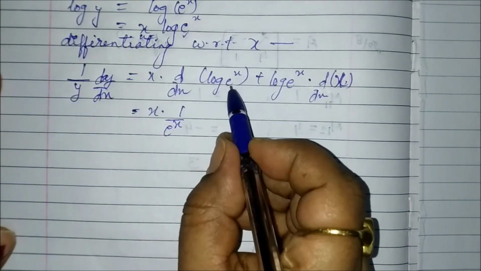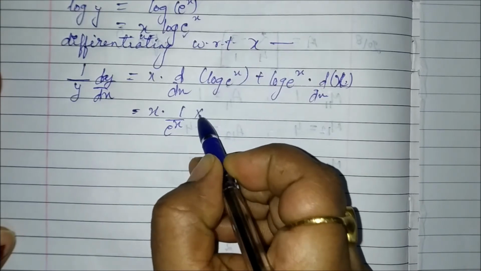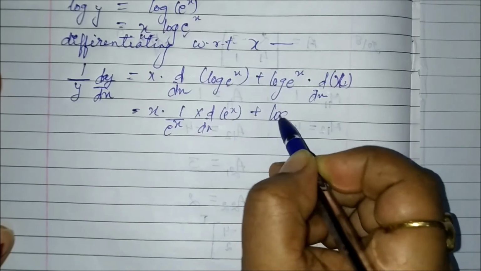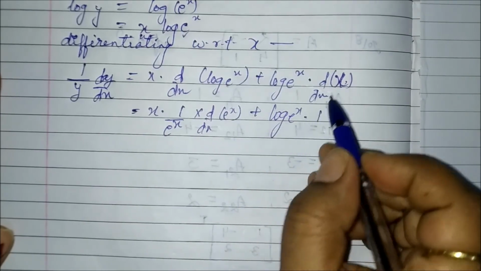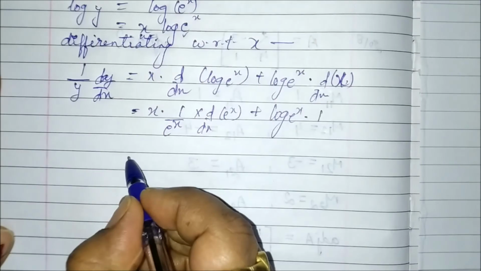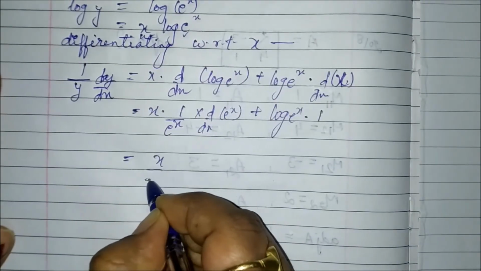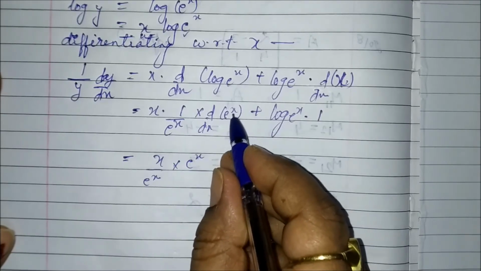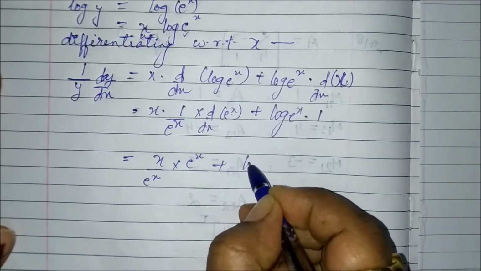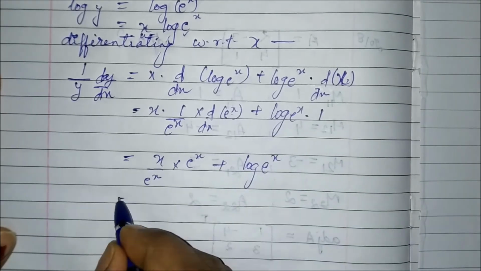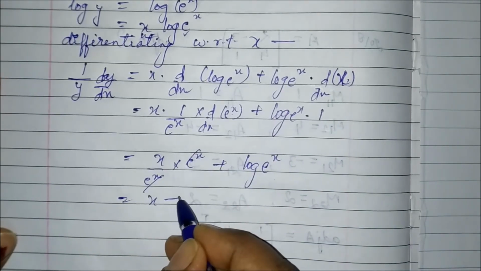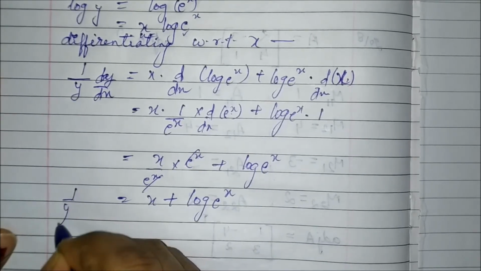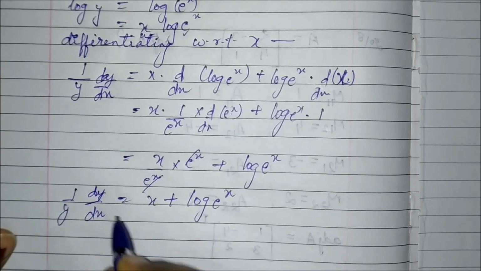But we also need to differentiate e raised to x. So d by dx of e raised to x, plus log e raised to x into 1, since the derivative of x is 1. So x upon e raised to x into e raised to x, the derivative of e raised to x being the same e raised to x, plus log e raised to x. This will cancel, so it becomes x plus log e raised to x for 1 upon y dy by dx.